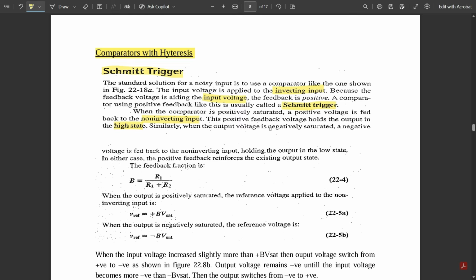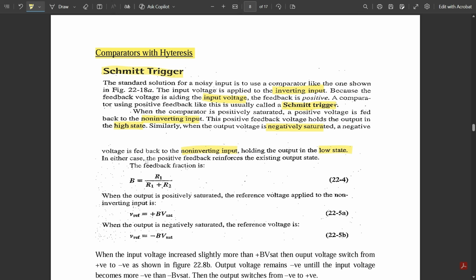Similarly, when the output voltage is negatively saturated, a negative voltage is fed back to the non-inverting input, holding the output in the low state. Okay, for positively saturated and negatively saturated, the relationship is obtained, and with respect to that, we would be getting one important curve with respect to the reference and the positive and negative saturated voltage, and that curve is called the hysteresis curve. Okay, how that is developed, we'll see in the later part of this video. So for the first thing, this many things you need to know with respect to a Schmitt trigger circuit. Now let us see.